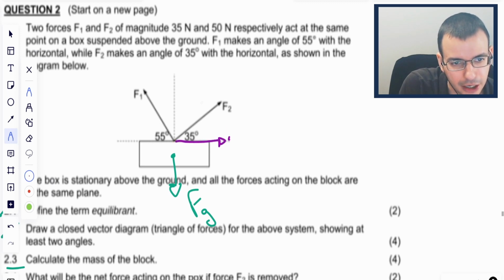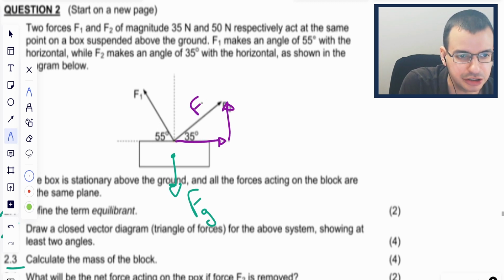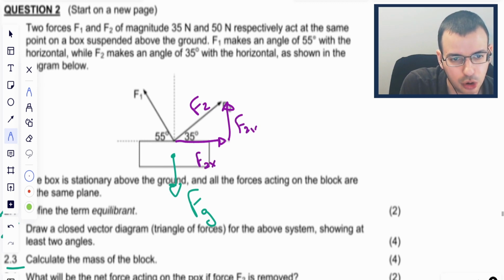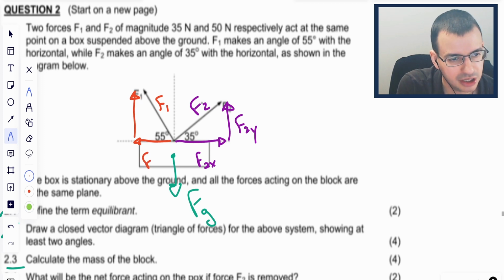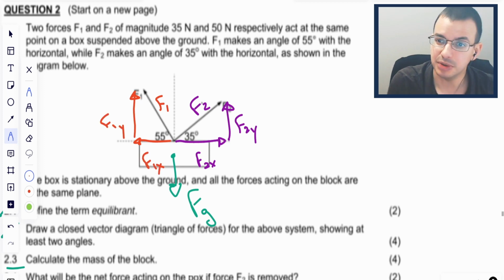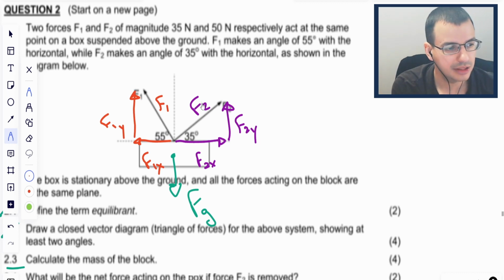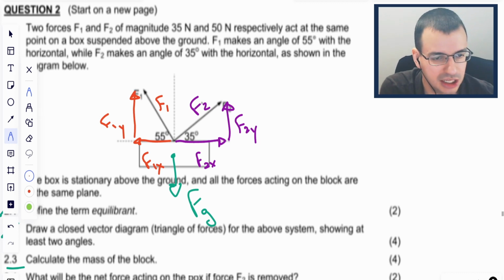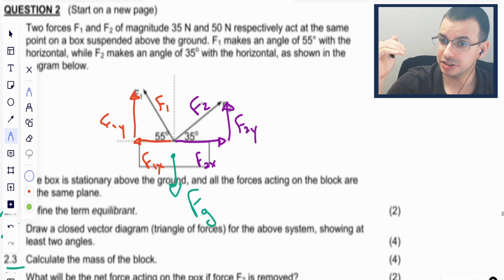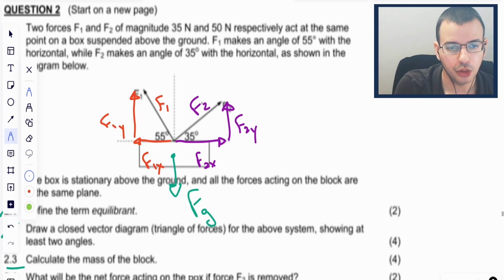This is decomposing vectors. So this is going to be F2, this is going to be F2x, and this is going to be F2y. Switch over to orange, not because we need it, but because it is convenient to show a change in thought process. F1x, F1y. So I'm basically breaking it up into x and y components. That way we can look at the x direction independently of the y direction.